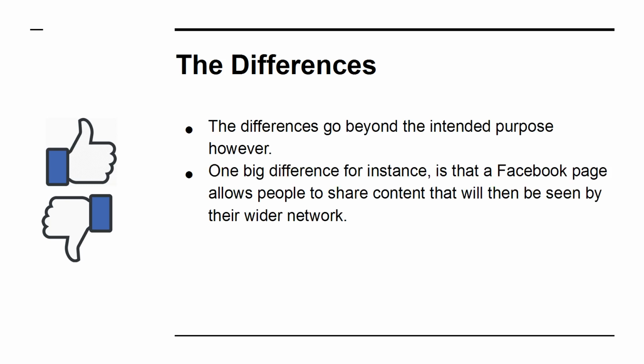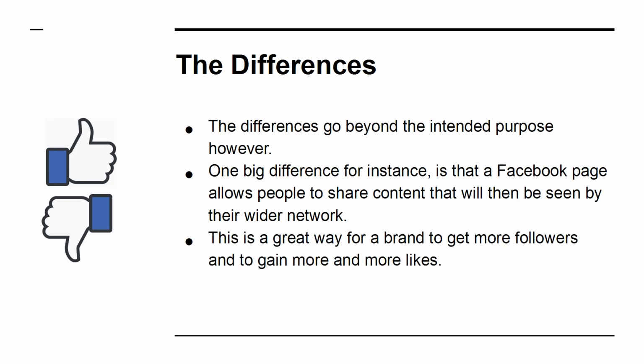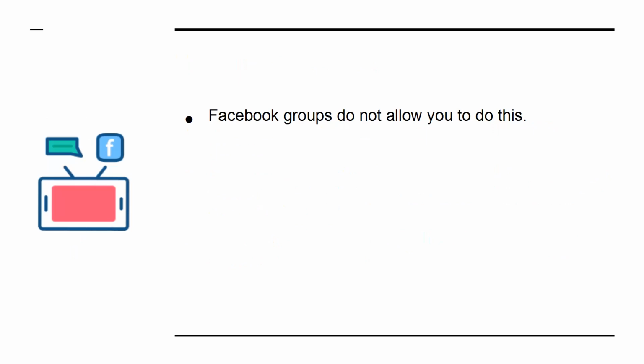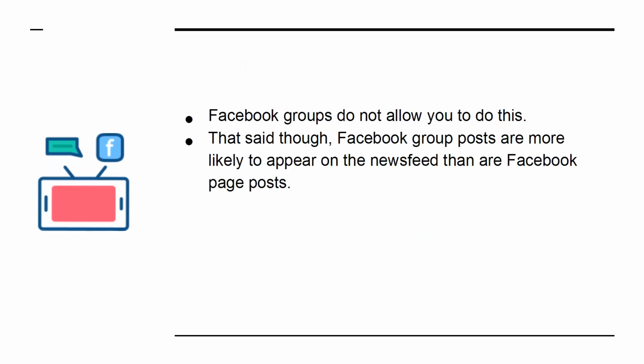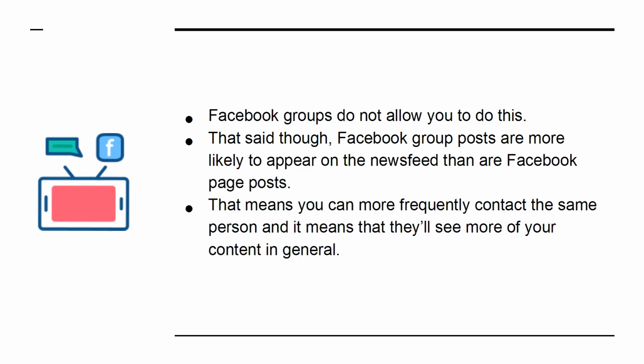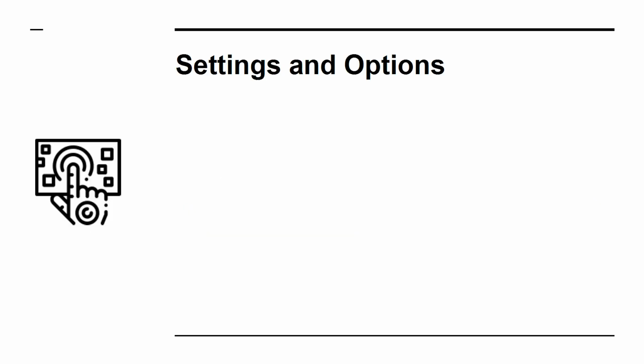One big difference, for instance, is that a Facebook page allows people to share content that will then be seen by their wider network. This is a great way for a brand to get more followers and to gain more and more likes. Facebook groups do not allow you to do this. That said though, Facebook group posts are more likely to appear on the newsfeed than Facebook page posts. That means you can more frequently contact the same person, and it means they'll see more of your content in general.